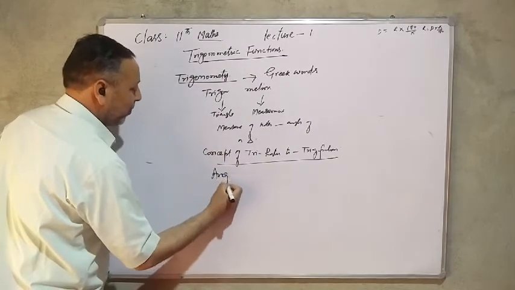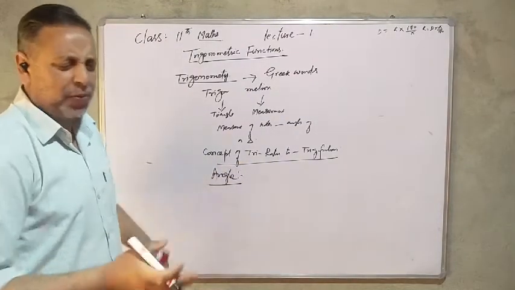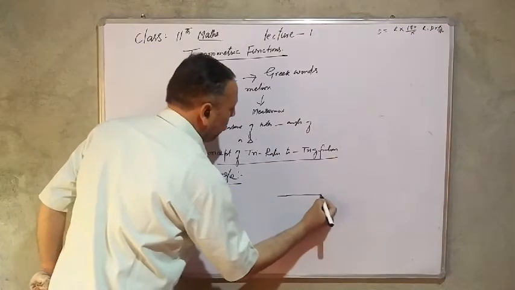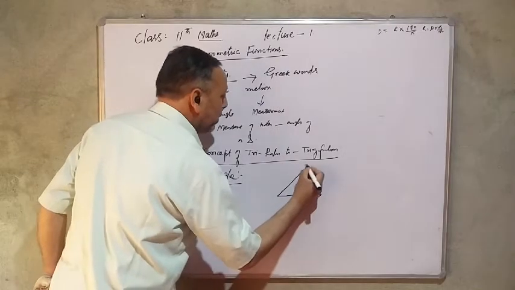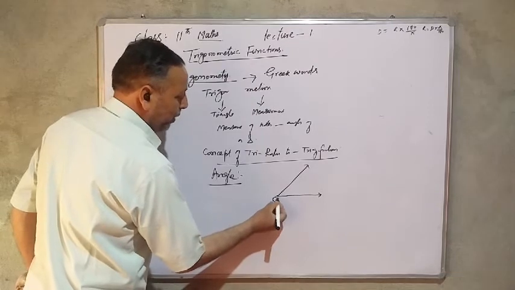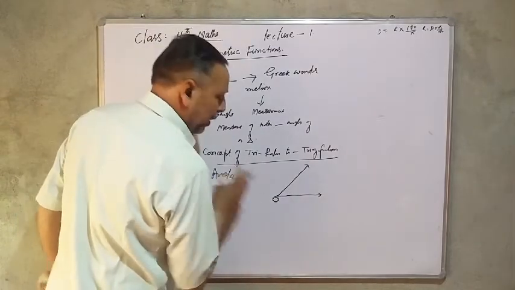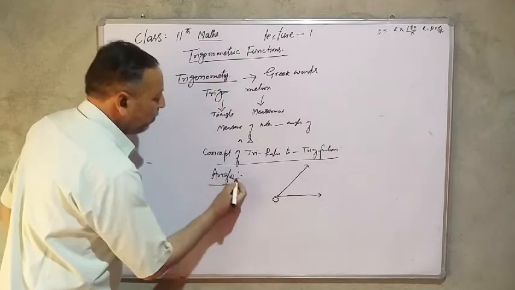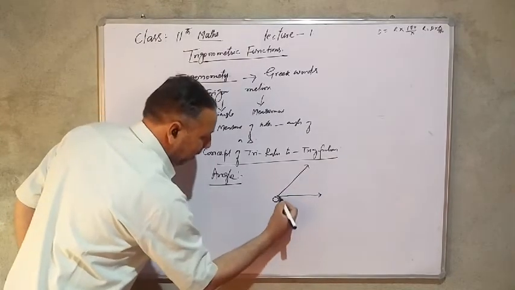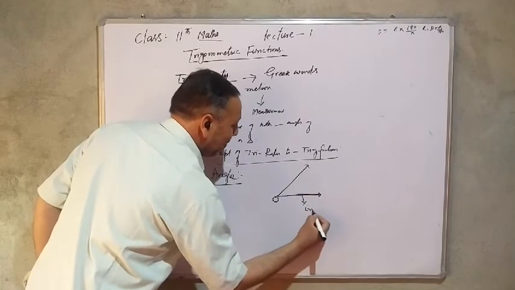First is angle. What is an angle? In the earlier classes, right from 4th class, you defined an angle: when two rays have a common endpoint, an angle is formed. The point where the two rays meet is known as vertex O. Here in this chapter, when two rays have a common endpoint, an angle is formed. This ray of the angle is known as the initial line.